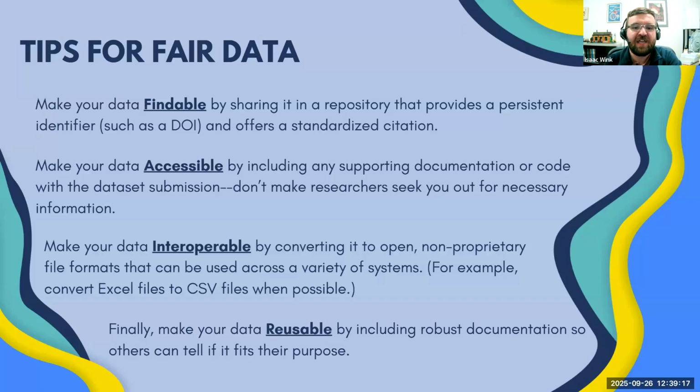Third, data should be interoperable by sharing it whenever possible in open and non-proprietary file formats that can be used across a variety of systems. So the most common example of this is if you are a researcher who does a lot of work with Excel files, consider converting those to CSV, comma-separated variable files, before you share your data, because CSVs will be more easily usable by other systems, whether SPSS, R, Python, than an Excel file. So that can lower a barrier for researchers who want to work with your data.